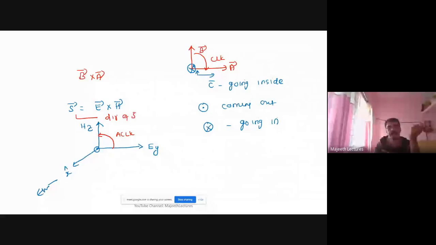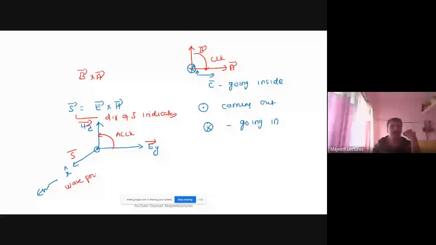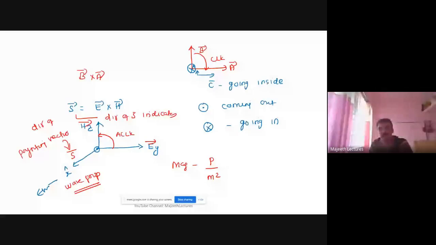So this is E direction, and this is which direction? So S direction. If electric field is in Y direction and magnetic field is in Z direction, the wave will propagate in X direction. So this is the direction of wave propagation. Similarly, it is the direction of the Poynting vector. So the direction of the Poynting vector indicates the direction of wave propagation. Similarly, the magnitude indicates power density, that is power at a particular point, a particular area. So power per meter square. Right? This is what we must know about the Poynting theorem.